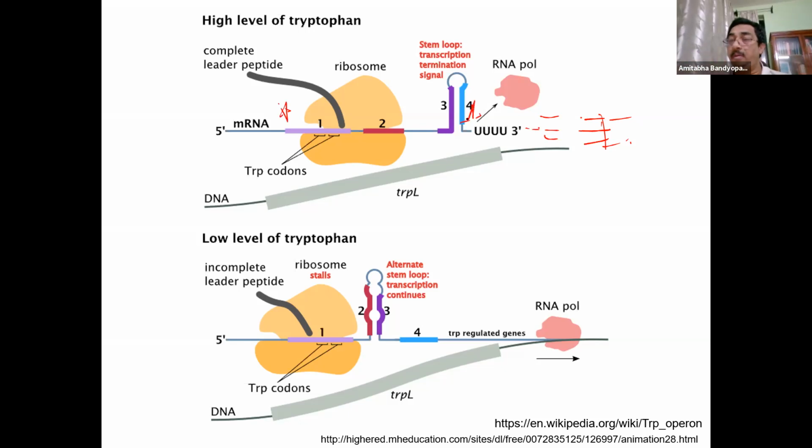Okay. It is a 14 amino acid long open reading frame. Very interestingly, though it is only 14 amino acids, in stretch number 2, there are 2 tryptophan codons. Now for tryptophan, if you check your codon table, there is only 1 codon for tryptophan.